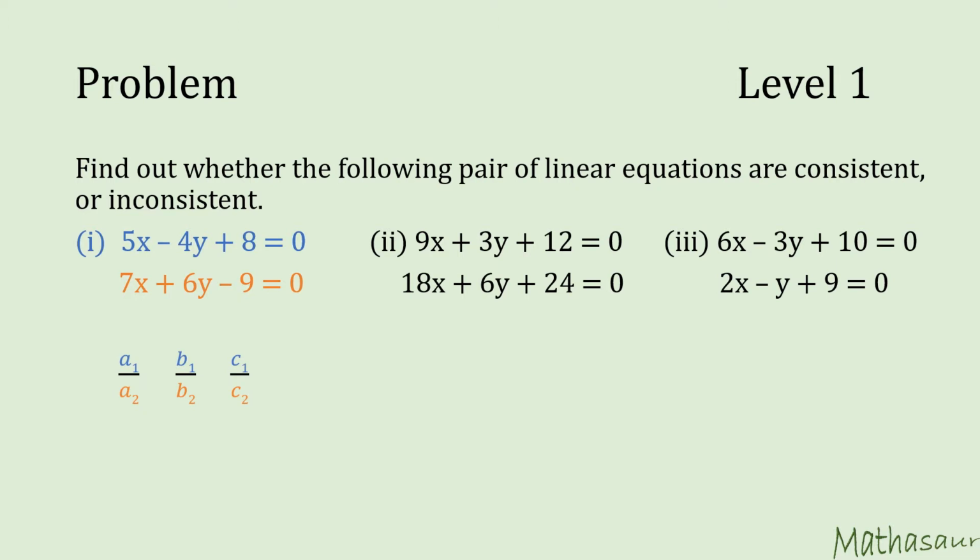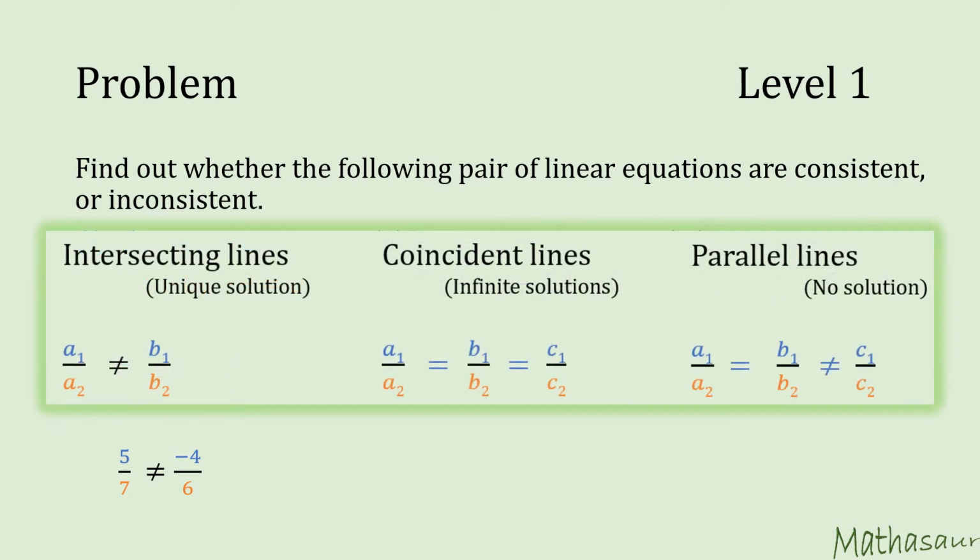Let us try to identify a1 by a2, b1 by b2 and c1 by c2 in each of the cases. In the first case, we see that a1 by a2 is not equal to b1 by b2. Let us recall our three types of solutions for a pair of linear equations. Now when a1 by a2 is not equal to b1 by b2, we see that the pair of linear equations has a unique solution. Since it has a solution, this pair of linear equations would be consistent.